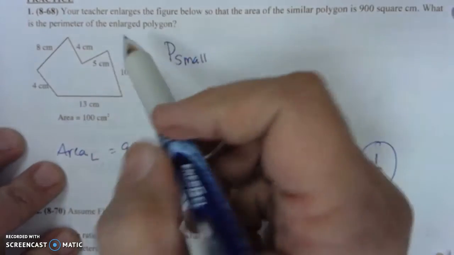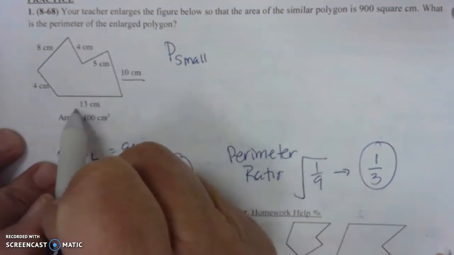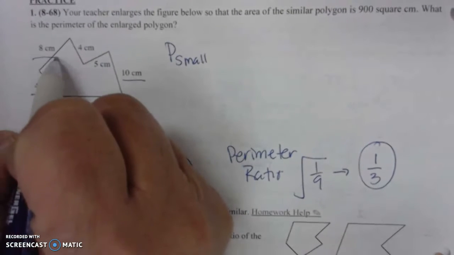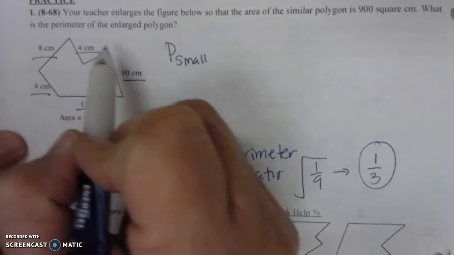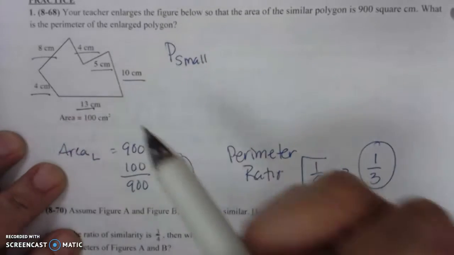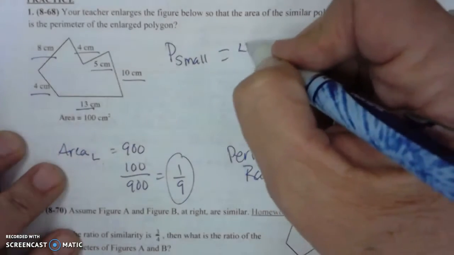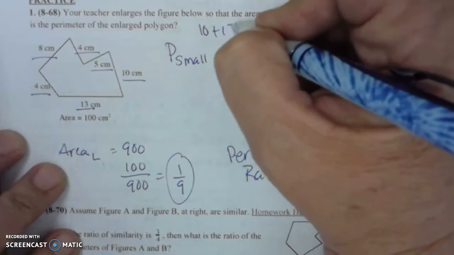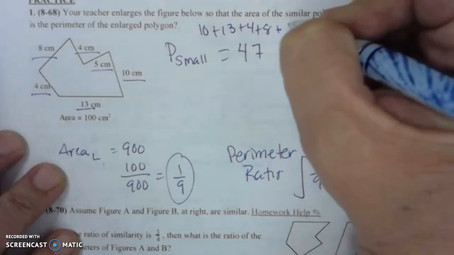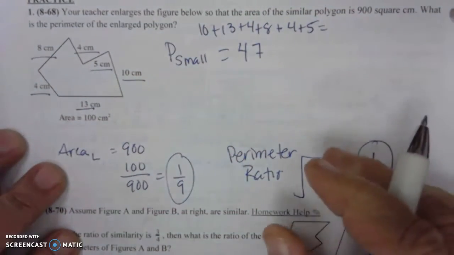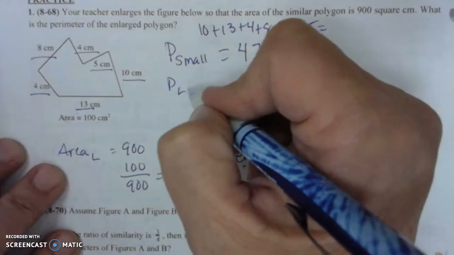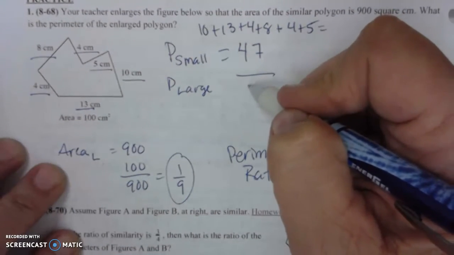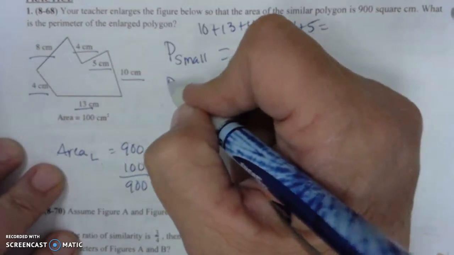We're going to add all this up. 10 plus 13 is 23, and so on, and I got 47. So the perimeter is 47. And remember, I got that by going 10 plus 13 plus 4 plus 8 plus 4 plus 5. But now I want to know the perimeter of the large. Well, that's the missing information.